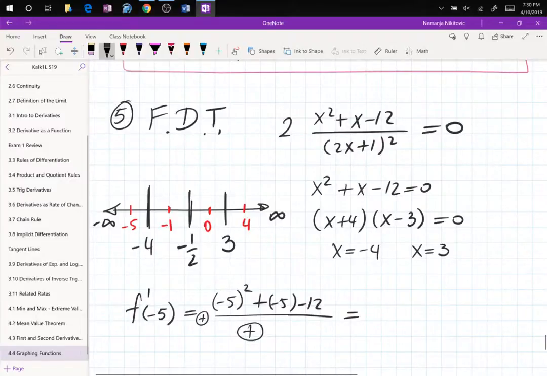We look at the numerator. So that's the 25. Minus 5 is 20 minus 12. 20 minus 12 is 8. That's going to be positive. So this is larger than 0, and we have increase.